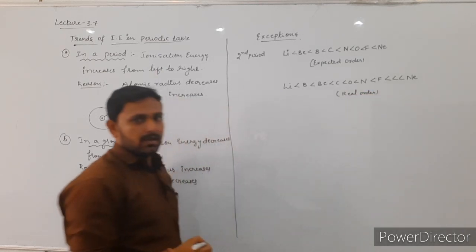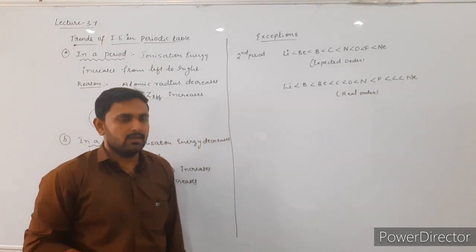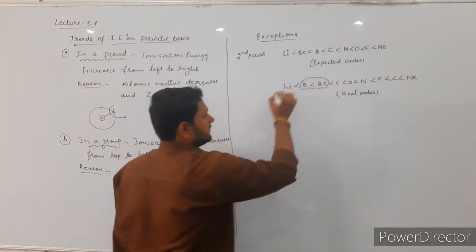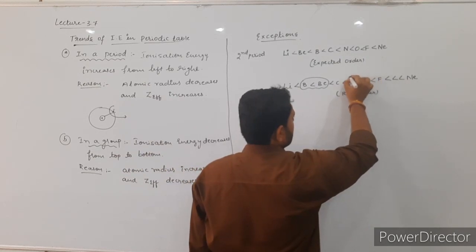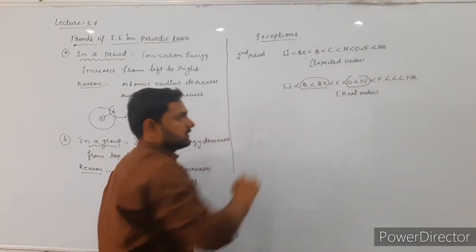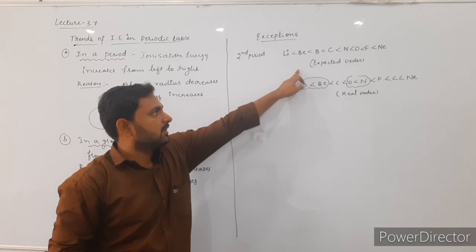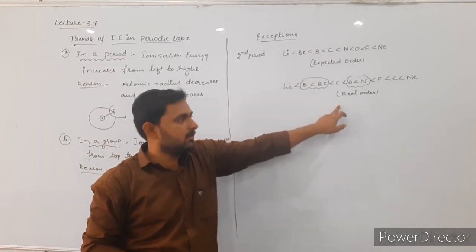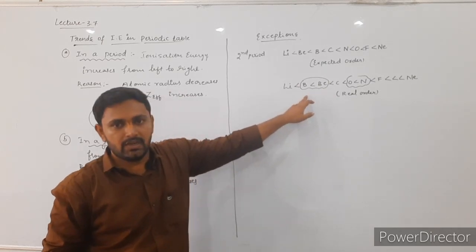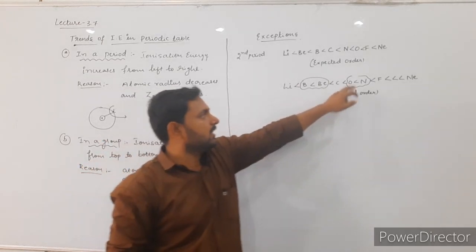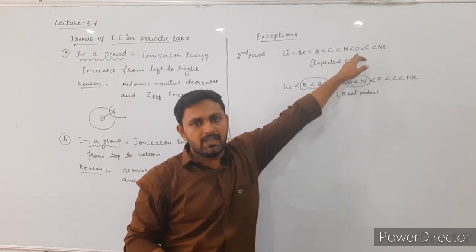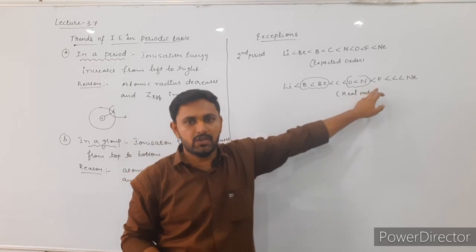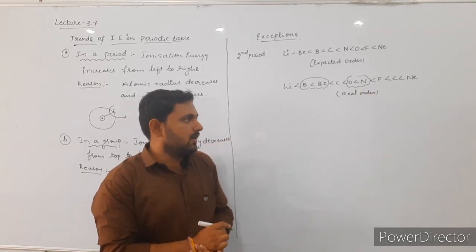In second period elements, there are two exception cases. One is between boron and beryllium. The second is between oxygen and nitrogen. In the expected order, boron has more ionization energy than beryllium, but in the real order, beryllium has more ionization energy than boron. Here oxygen is expected to have more ionization energy than nitrogen, but in the real order nitrogen has more ionization energy than oxygen.